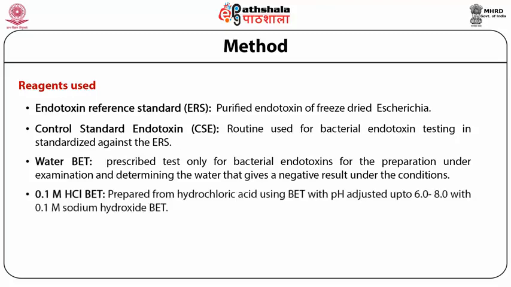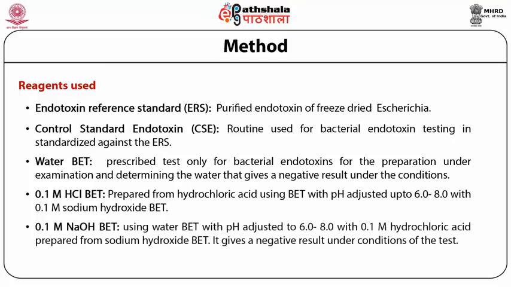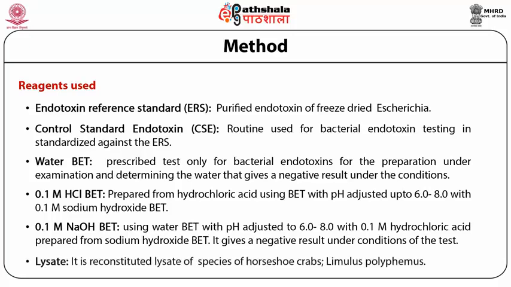Fourth one is 0.1 molar HCl BET, prepared from hydrochloric acid using the water BET with the pH adjusted to 6 to 8 with 0.1 molar sodium hydroxide BET. Fifth, 0.1 molar NaOH BET, prepared from sodium hydroxide using the water BET with pH adjusted to 6 to 8 with 0.1 molar hydrochloric acid. It gives a negative result under the conditions of the test. Then the sixth one is the lysate. It is reconstituted lysate of species of horseshoe crabs, Limulus polyphemus or Tachypleus tridentatus.